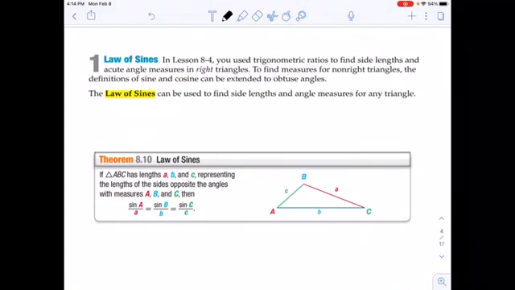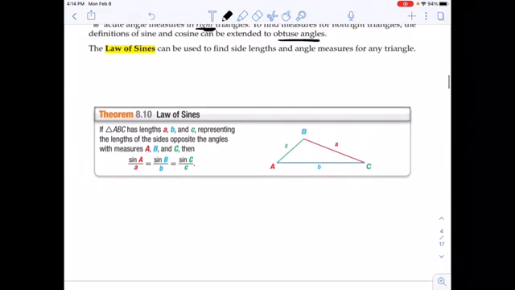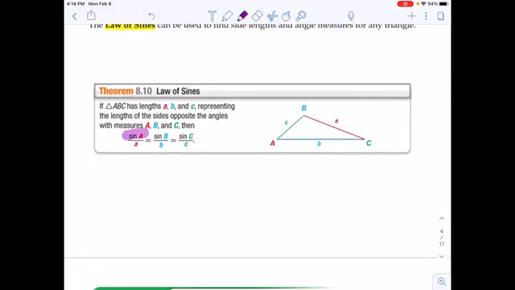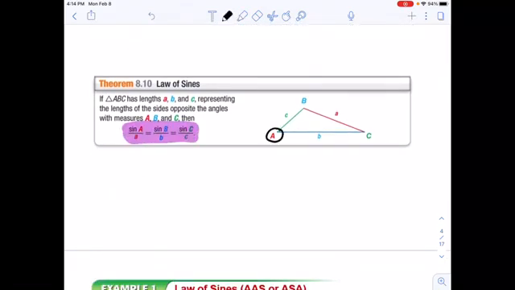Alright, so law of sines, our new thing today in lesson 8.6. You use trigonometric ratios to find side lengths and acute angle measures in right triangles. To find measures for non-right triangles, the definition of sine and cosine can be extended to obtuse angles. So for the law of sines, you can use this to find side lengths and angle measures for any triangle. We have a formula here. It's really just a proportion. You take sine of A over the opposite side a equals sine of B over the opposite side b. You really only need to do two of these. You don't need all three.